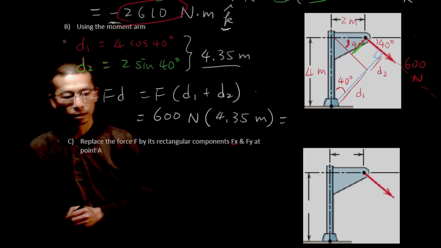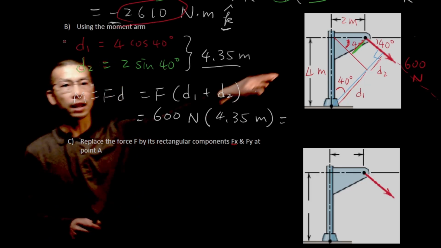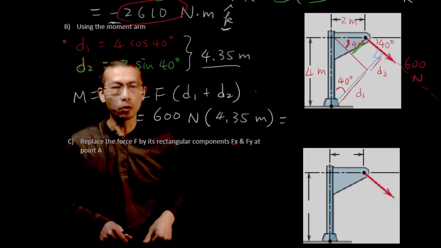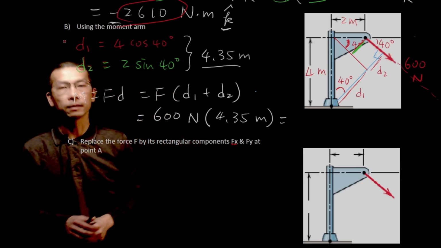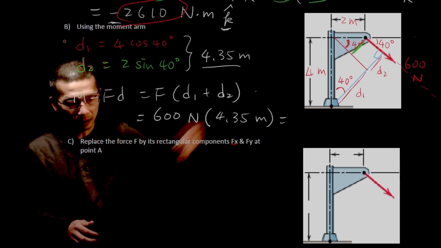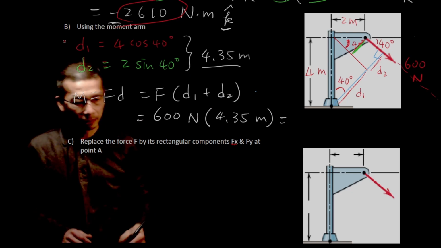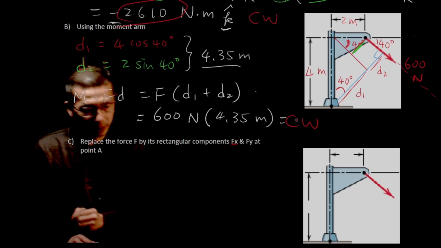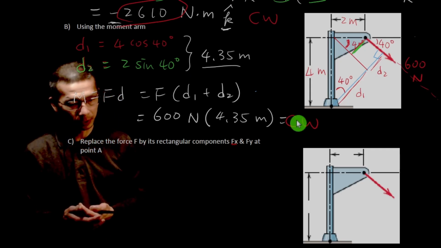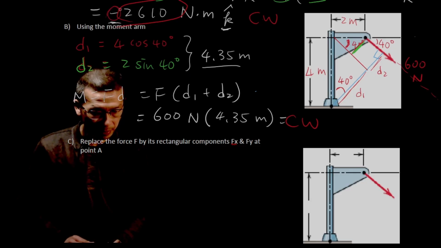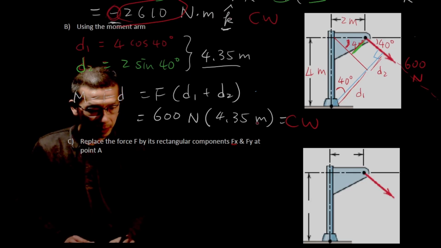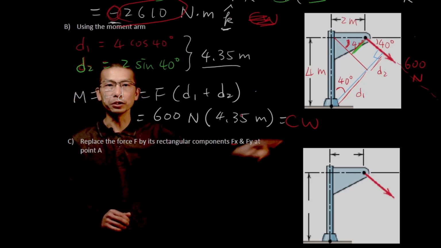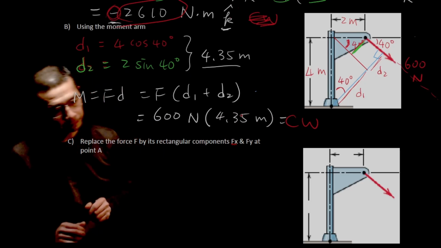2610 Newton meter. And by looking at this figure here, again, if you wrap around point O, then it's again clockwise. So we can write this is clockwise direction. This is also clockwise direction. So they match. But be careful, I'm using negative here. Negative k, which is clockwise. Negative k. Okay.